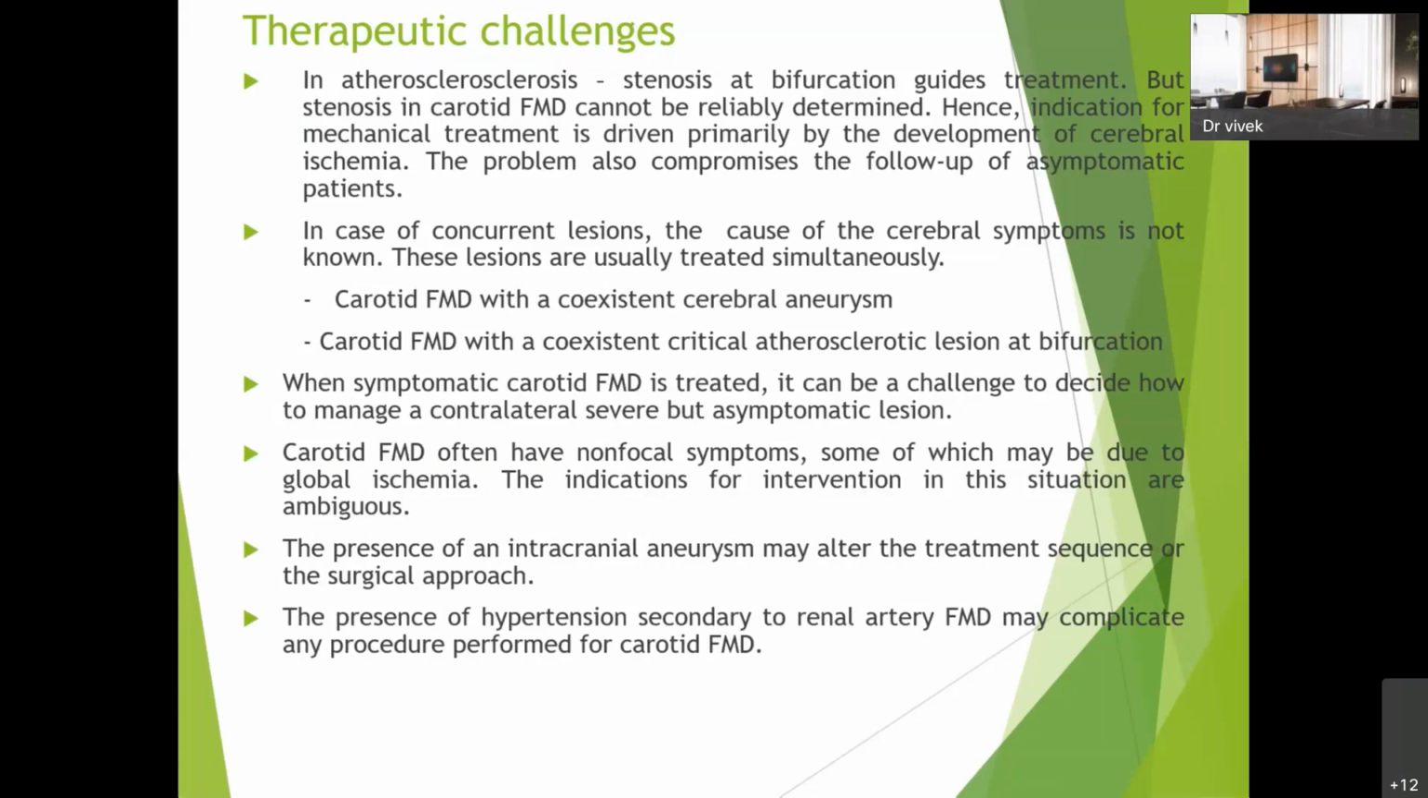In case of concurrent disease, you have to be cautious about any associated intracranial aneurysm. When symptomatic carotid FMD is treated, it is challenging to decide how to manage the contralateral side, which is asymptomatic but appears severe on arteriography.